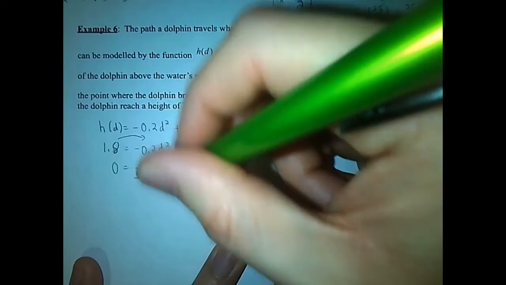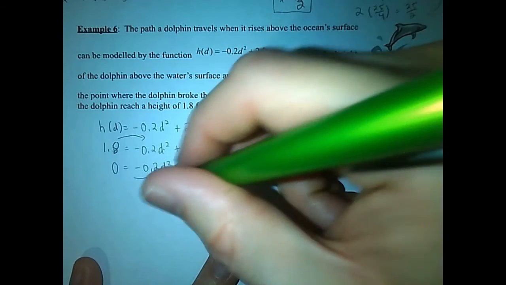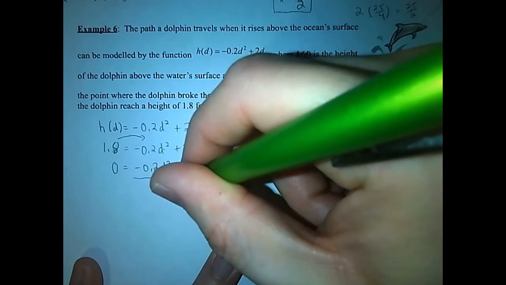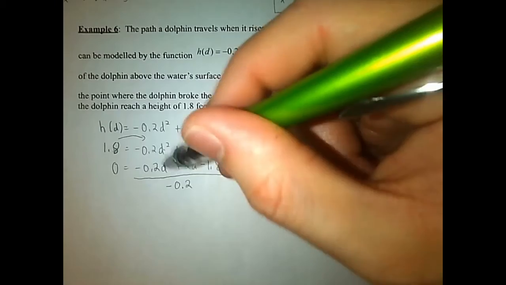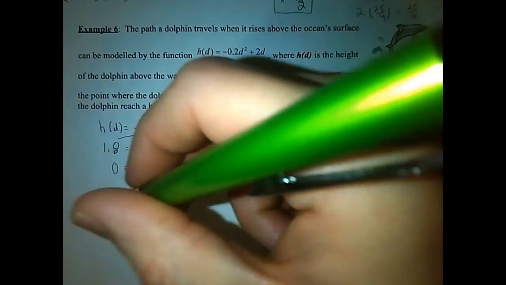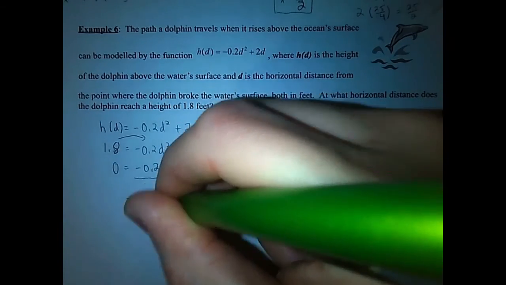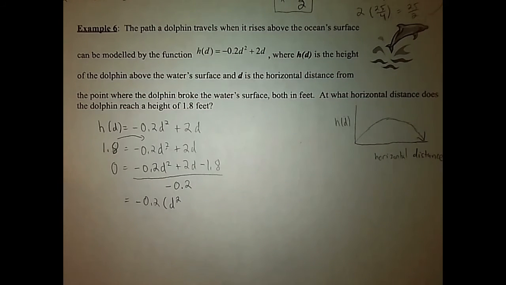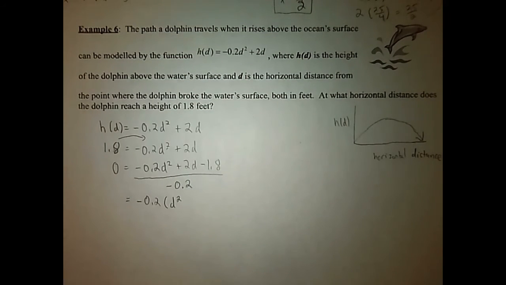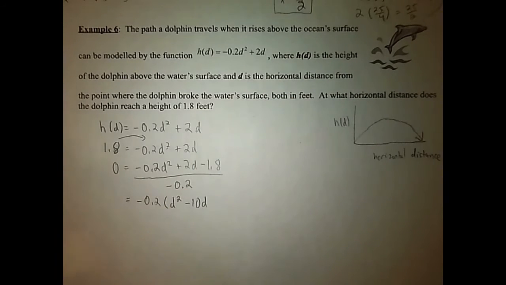Let's common factor out the coefficient here so that we have just d squared by itself. So let's divide by -0.2 for all of these. Now I'm doing it by a negative because our first term is a negative, so might as well common factor out the negative if I can from that first term. So I'm going to get minus 0.2 d squared here, and then 2 divided by -0.2, I get minus 10d. Negative 1.8 divided by -0.2.